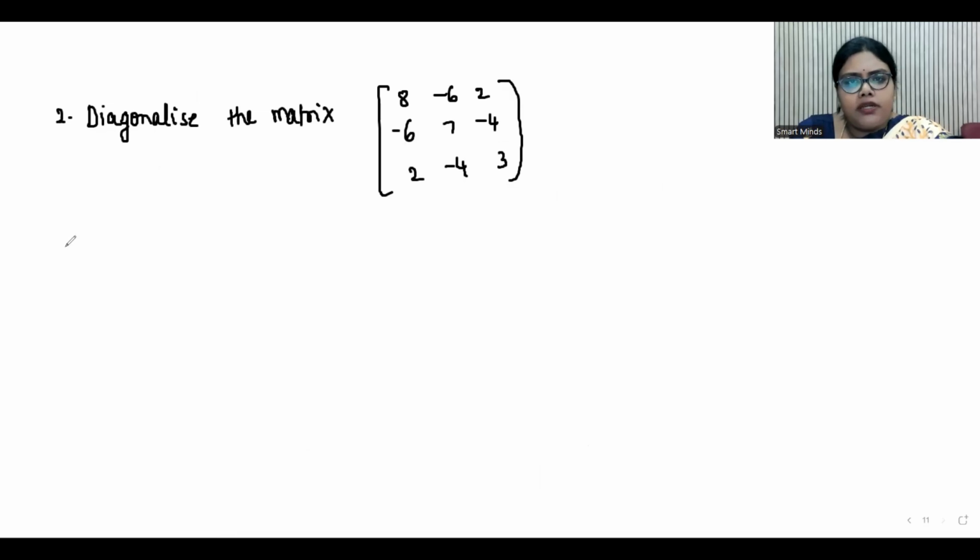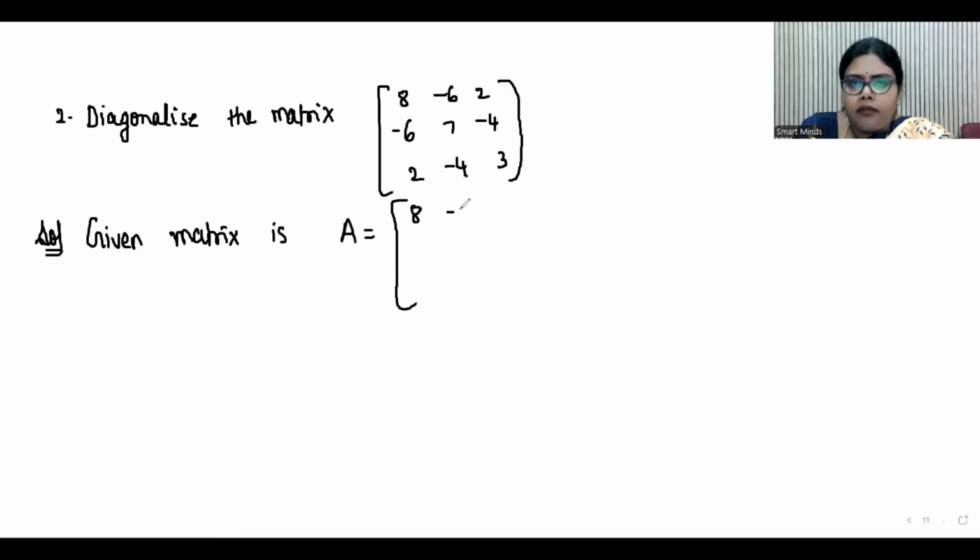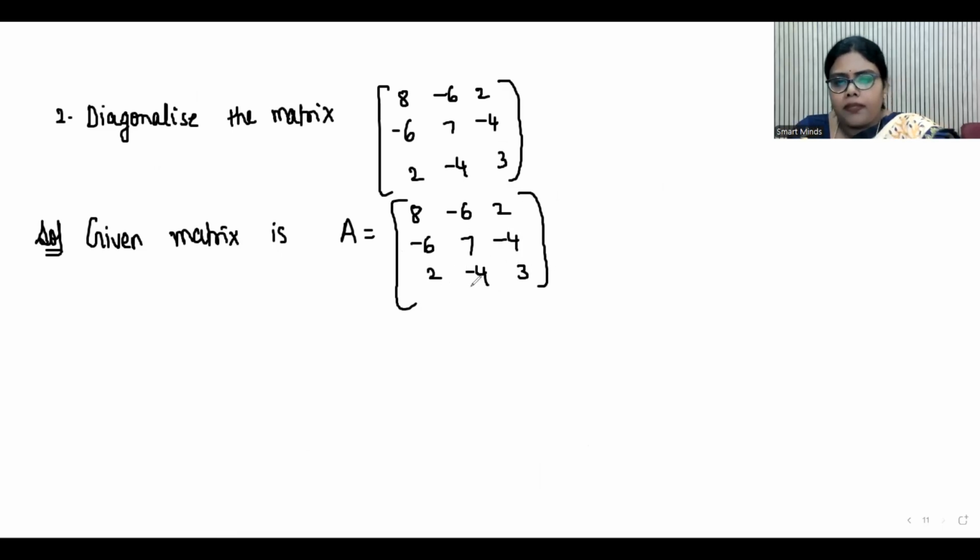Take the next question, diagonalize the matrix. So first let us write the given matrix. So given matrix A is equal to [8, -6, 2; -6, 7, -4; 2, -4, 3]. Now first, let us assume that lambda be the eigenvalue of A.